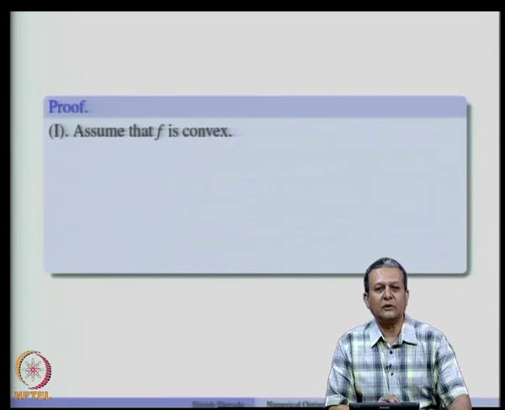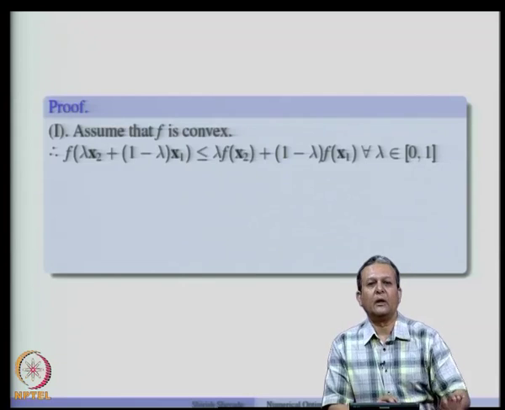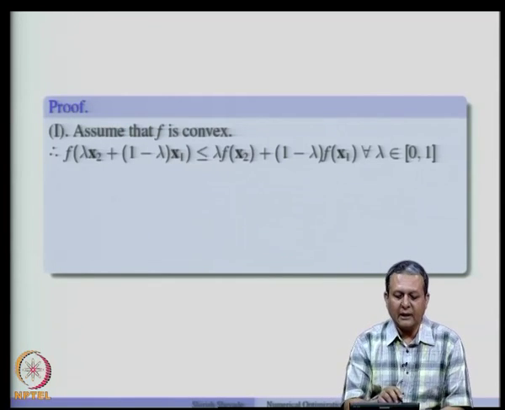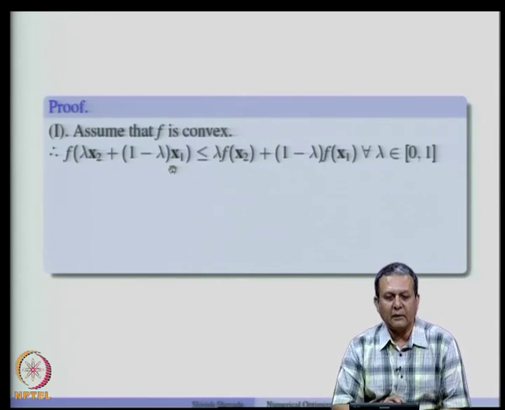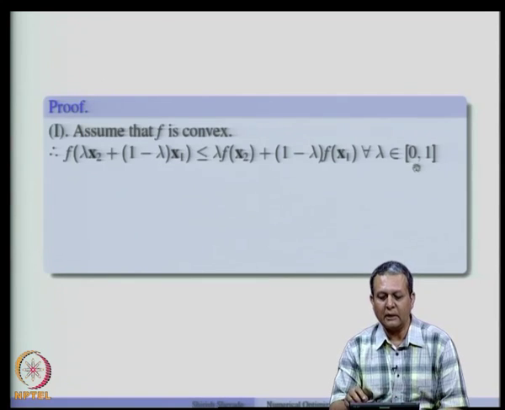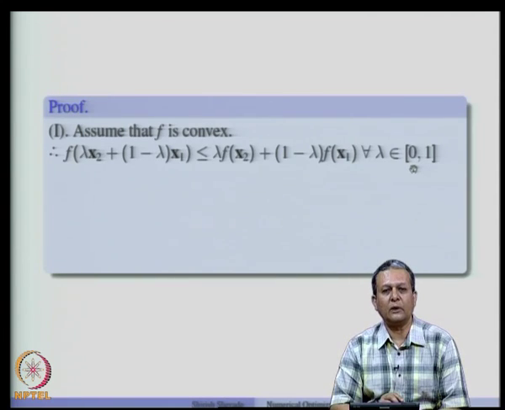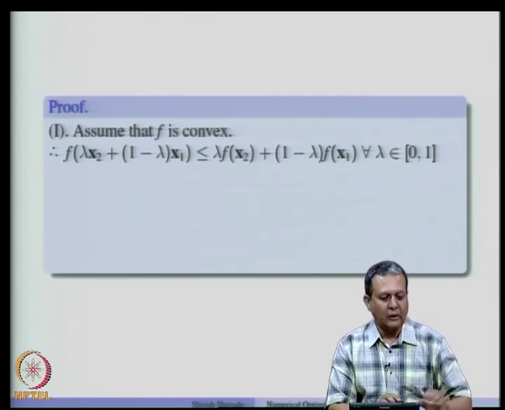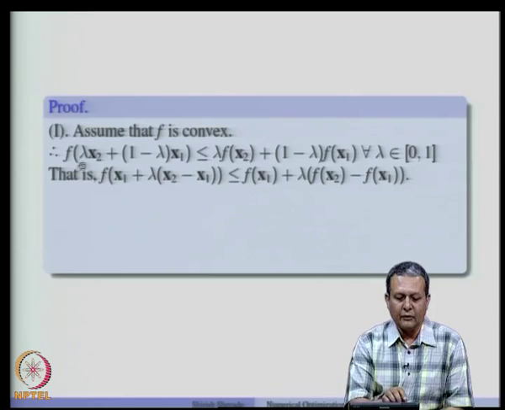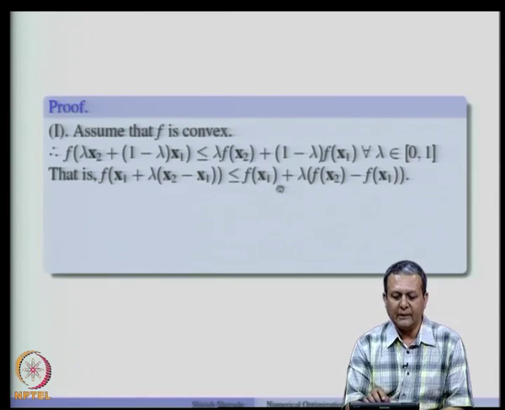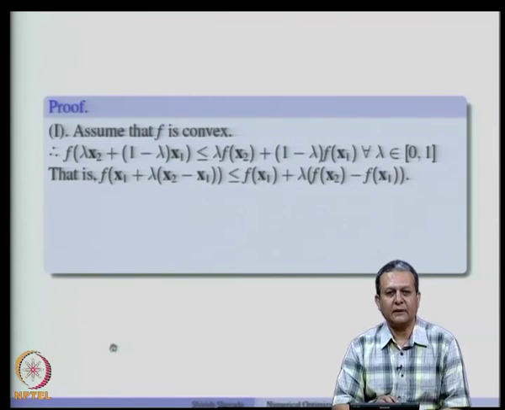So, let us assume that the function is convex. Now, we can use the definition of a convex function. We take any x1, x2 in the domain, then f(lambda x2 plus (1 minus lambda) x1) is less than or equal to lambda f(x2) plus (1 minus lambda) f(x1) for all lambda in the closed interval 0 to 1. So, this is by the definition of convex functions. Now, let us rearrange the terms here. Let us take the x1 term and separate it from lambda times (x2 minus x1), and similarly we can do the rearrangement on the right side.